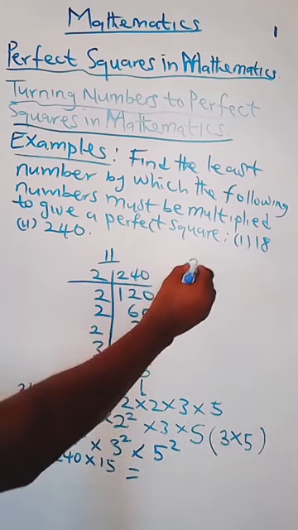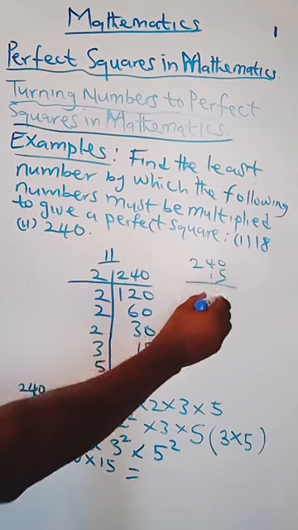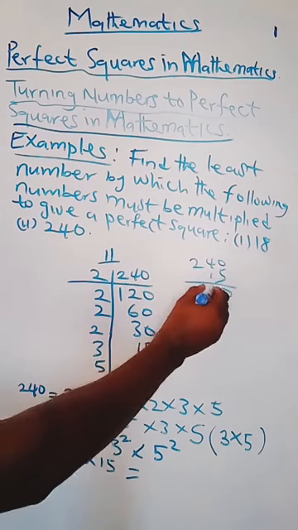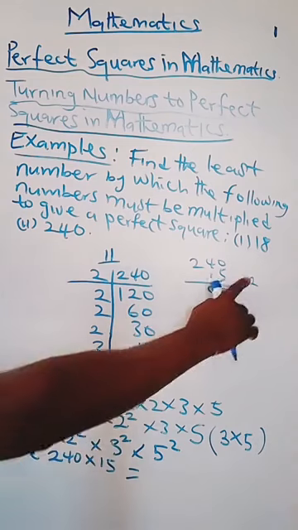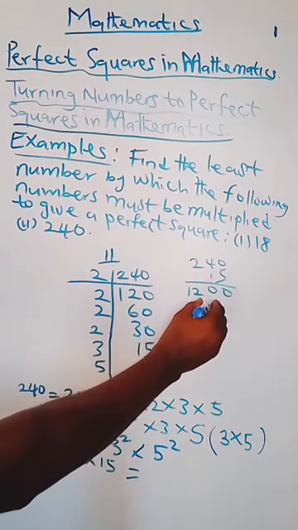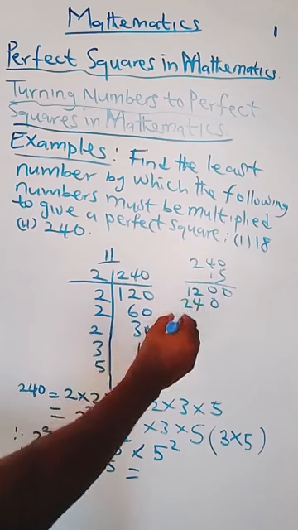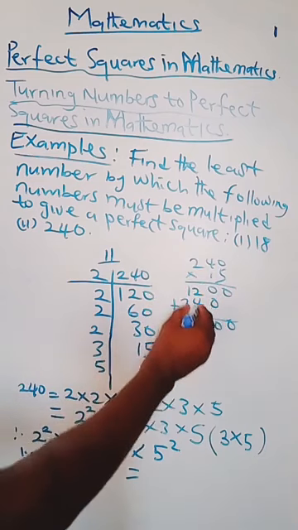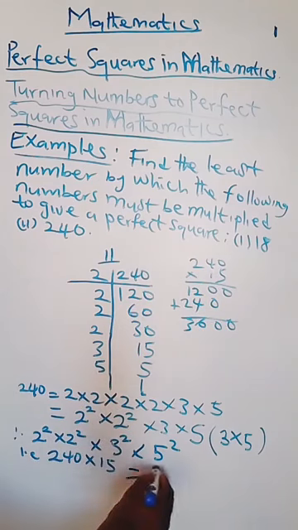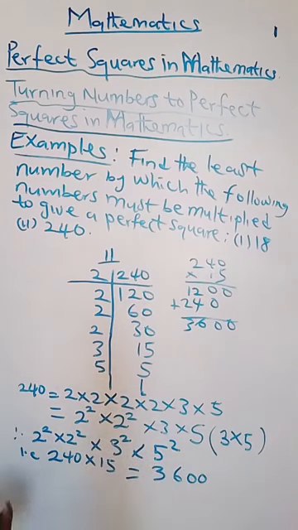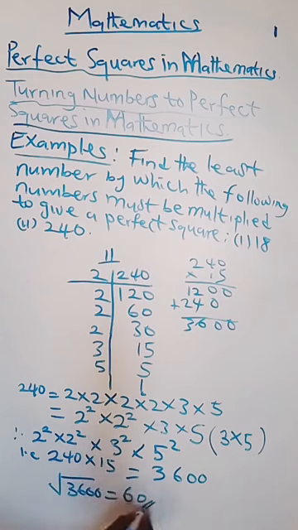Let's check it. What is 240 times 15? 5 times 0, 0. 5 times 4, 20. Write 0, we keep 2. 5 times 2, 10. Plus the 2 we have kept, that is 12. Then 240 times 1 gives 240, so adding, we get 3,600. So this one will give us 3,600. And 3,600 is a perfect square because the square root of 3,600 is 60. That is how to turn numbers that are not naturally perfect squares into perfect squares. It's as simple as that.